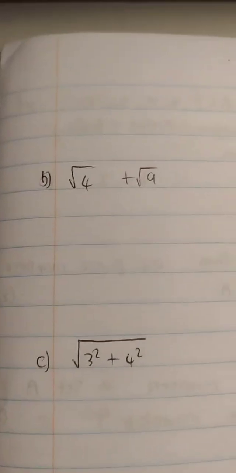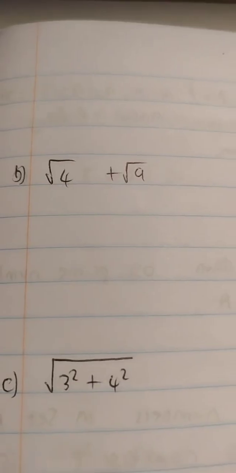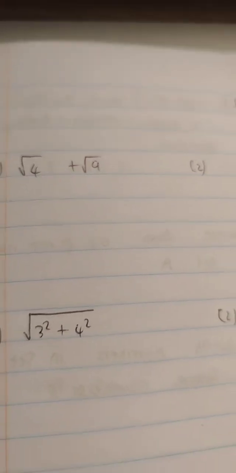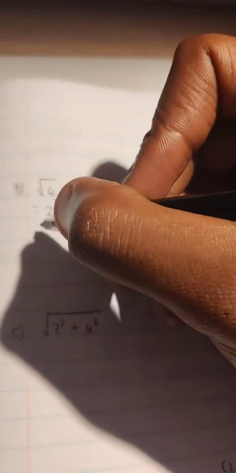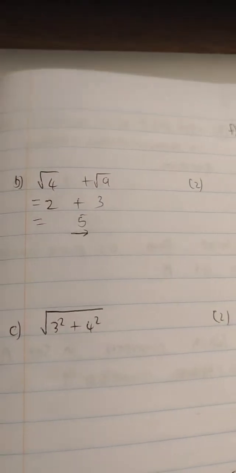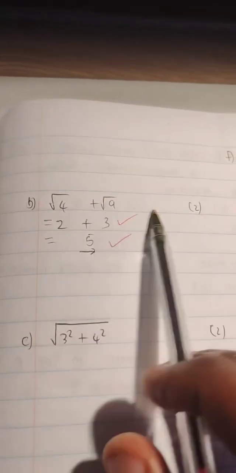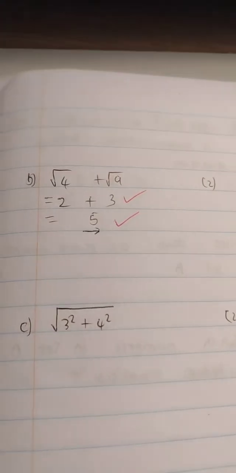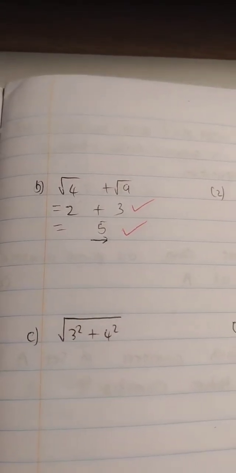Let's look at the next one. Square root of 4 plus square root of 9. Square root of 4 is 2. Square root of 9 is 3. 2 plus 3 is 5. I think we get the point there. And 1 mark, 2 marks. Applying the square root to each number and then getting your final answer.